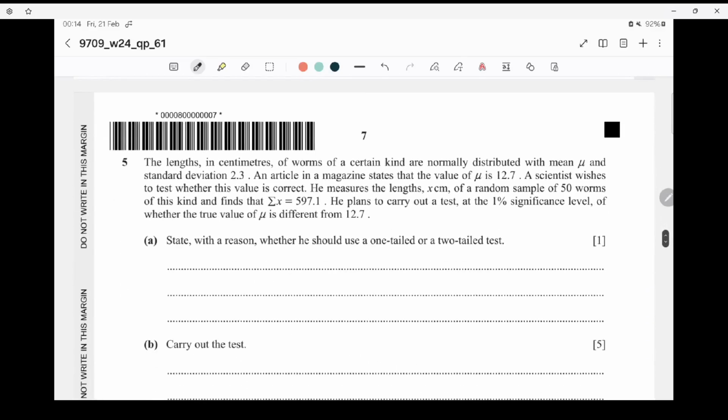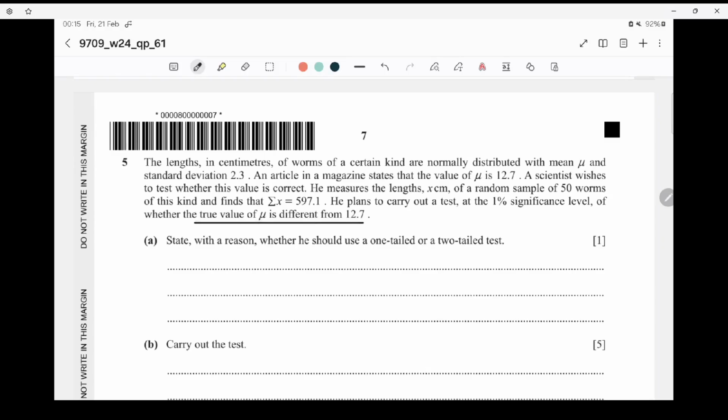Question 5. The length of a certain worm is normally distributed with mean mu and standard deviation 2.3. An article states that mu is 12.7. You wish to test whether this value is correct or not. So you measure a random sample of 50 worms. Sum of x is 597.1. Carry out the test whether the true value is different from 12.7.